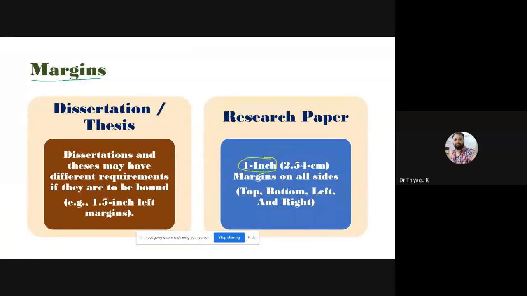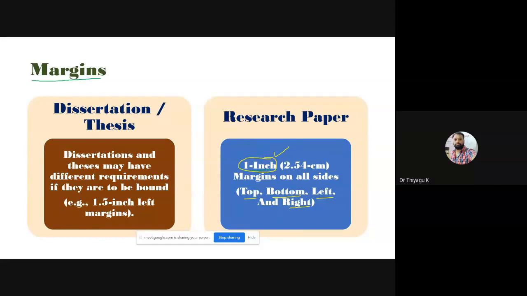Normally we have the top margin, bottom margin, left margin and right margin. All the margins should be 1 inch. But a dissertation has more than 100 pages, sometimes 200 or 300 pages, while the research paper is only 20 pages. Therefore, the research paper is not bound; we just send the article for publication. Only a stapler is enough.